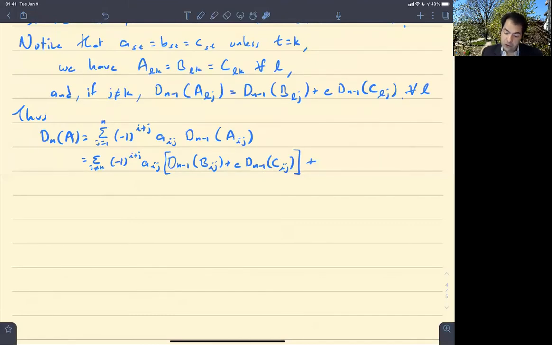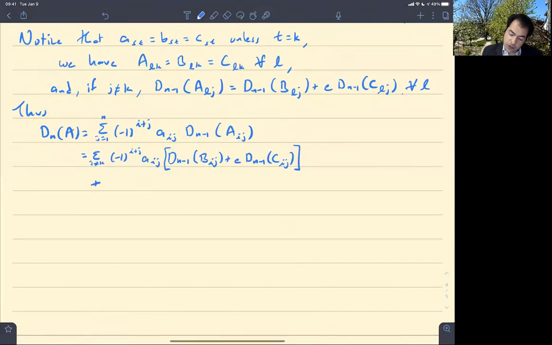So all that's left is the term where j is equal to k. Let me put that down here. When j is equal to k, I get (-1)^(i+k) little a_ik, and I know exactly what that is. That is little b_ik plus e times little c_ik, and then capital D_{n-1} of capital A_ik. Perfect, so this just uses our observations.